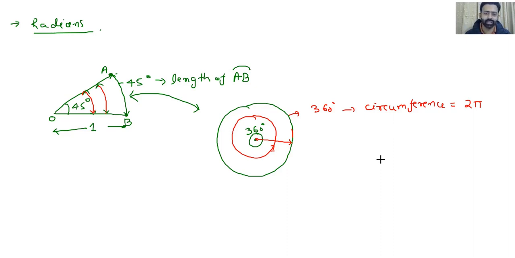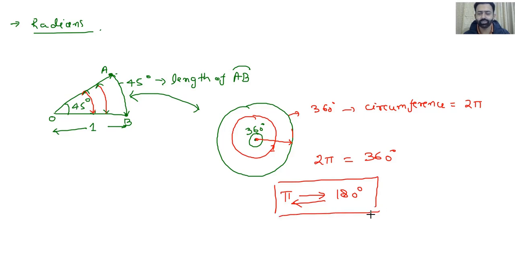So now we have this relation that this 2 pi length of the arc is basically equal to 360 degrees. And this is the basic relation: if we simplify this, pi can be converted to 180 degrees, and radians to degrees and vice versa. This is the relation that is always used to convert radians into degrees and degrees into radians. And this radian is sometimes written with a C as a superscript.